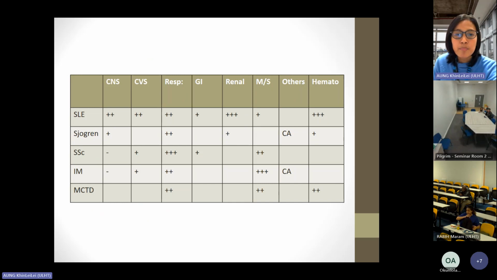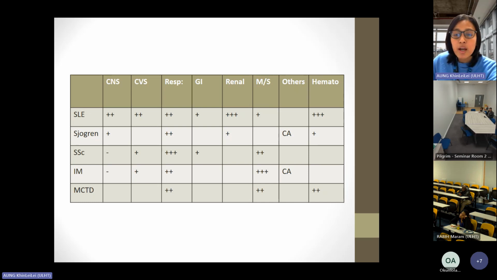These are some common manifestations. Lupus can affect almost all systems. Sjogren affects the CNS and respiration, but rarely the cardiovascular system or GI. It can progress to lymphoma. Systemic sclerosis: there is no nervous system involvement. Major manifestation is ILD. Sometimes it can present with myositis, so inflammatory myopathy, with no involvement of the nervous system.